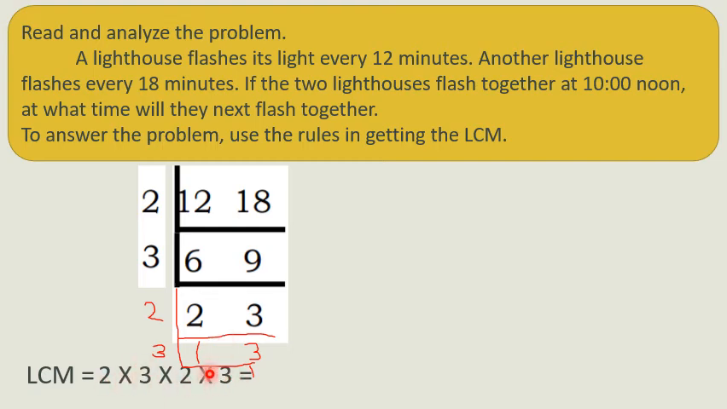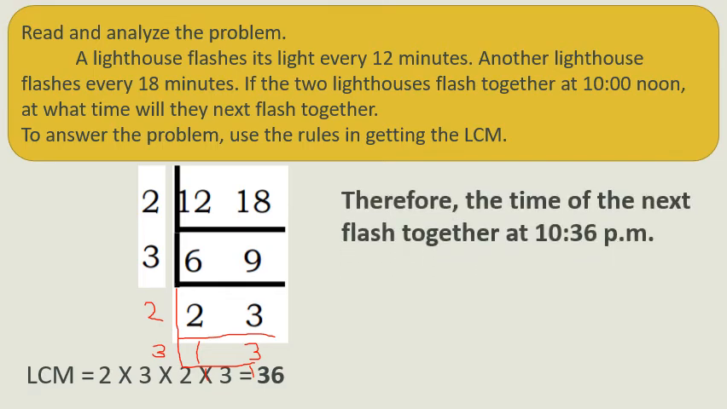So, ang 2 times 3 is 6. So, dito is 6 din. So, 6 times 6 is 36. So, ibig sabihin, after 36 minutes, magpa-flash po uli ng sabay itong dalawang lighthouses natin. So, kung 36 minutes, so 10 o'clock plus 36 minutes ay 10:36 po. So, ibig sabihin sa 10:36 p.m., so doon po sila magsasabay ng ilaw.